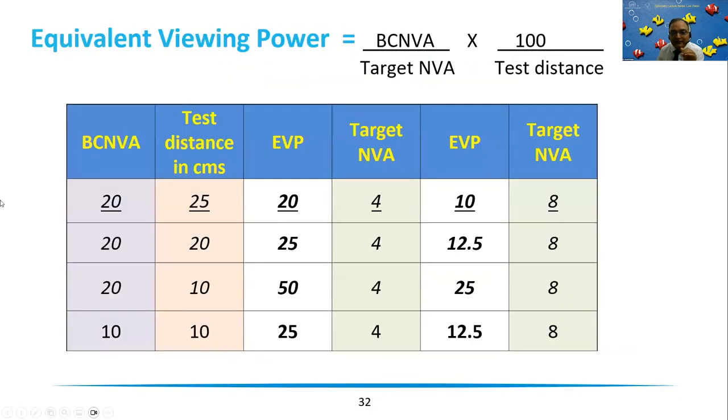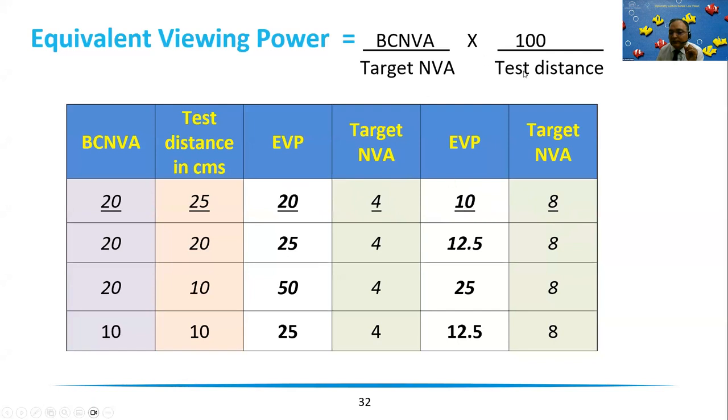Which means if somebody has a best corrected near visual acuity of N20 at 25 centimeter, and you corrected them with the 4 addition, or they have the amplitude of accommodation to focus at 25 centimeter, then you put this information in this formula to read N8 print, or you keep the target of N4. So your EVP will come to 20 diopter. But if you increase the target, say somebody wants to read a large print book at 16 font size, then your EVP will become half.